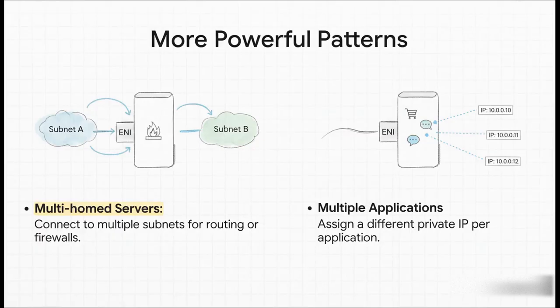And once you grasp these concepts, you can unlock even more advanced patterns. You can build what are called multi-homed servers that can act as routers or firewalls between different parts of your network, or, like we mentioned before, you can assign a unique private IP to every single application running on an instance, giving you this incredibly fine-grained control over your traffic.